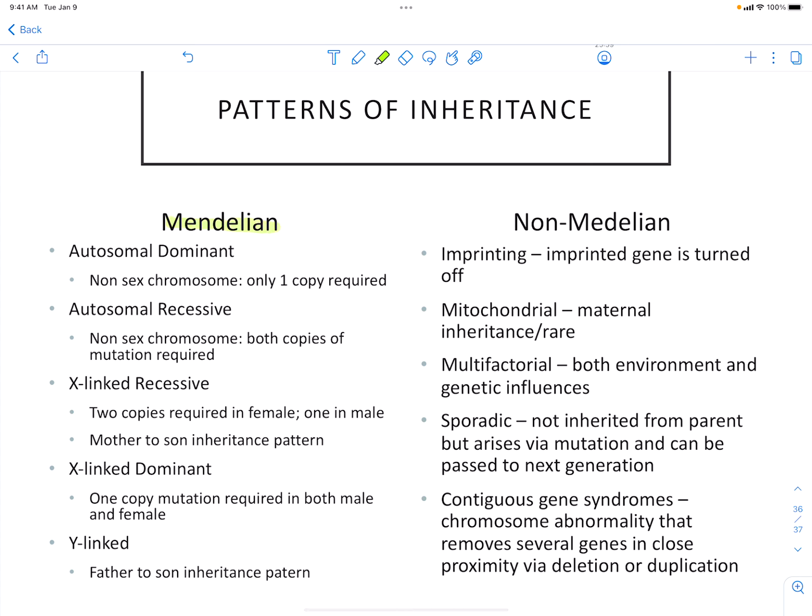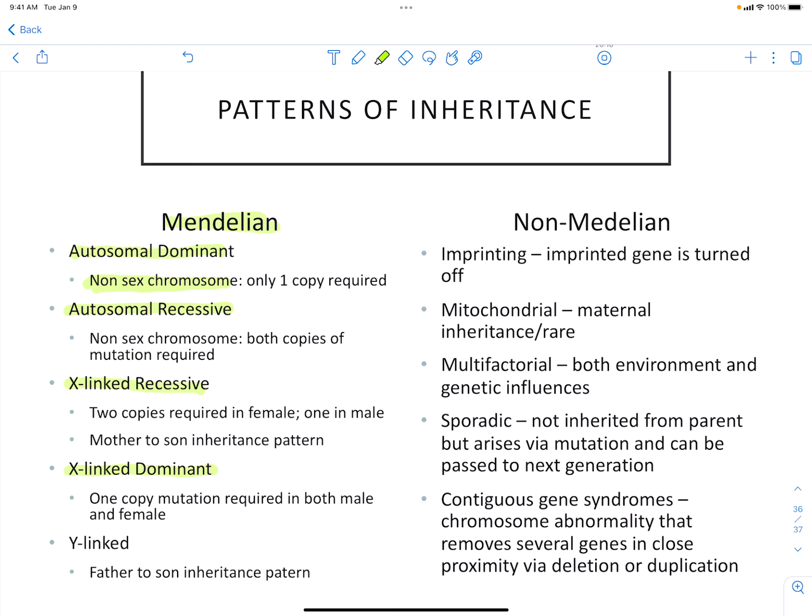We have Mendelian pattern of inheritance, and this is going to follow what we usually think about with genetics. We have the autosomal dominant, autosomal recessive, X-linked recessive, and X-linked dominant. Dominant always means if you have a copy of the gene that's affected, you're going to present with the phenotype. Autosomal means that they're non-sex chromosomes, and X-linked is obviously going to be the X chromosome. And so for an autosomal dominant, only one copy of the mutated gene is required to present with the phenotype. Autosomal recessive, you're going to need both copies mutated.